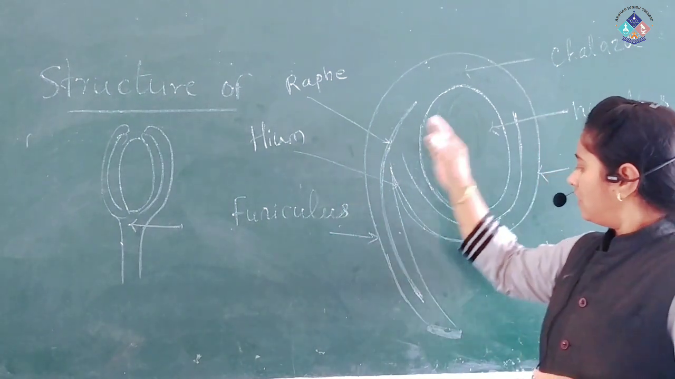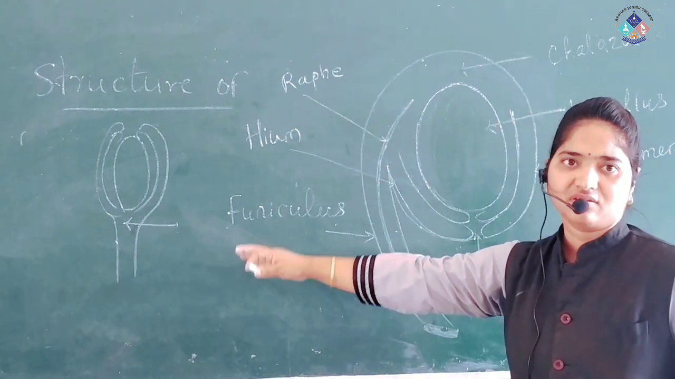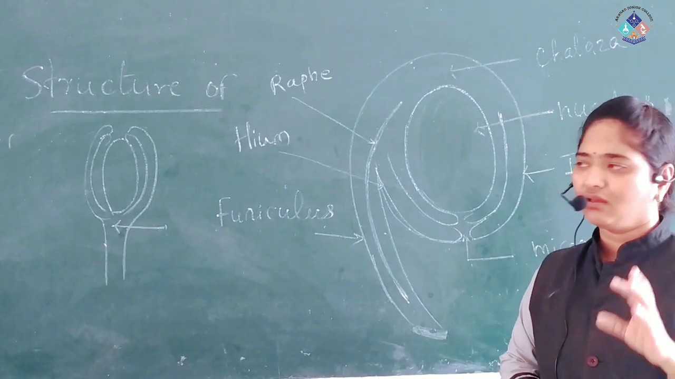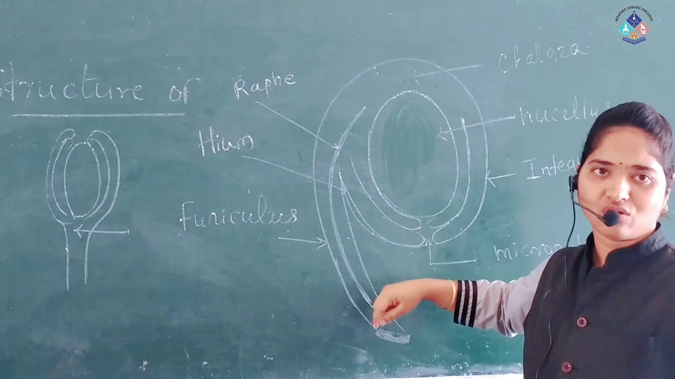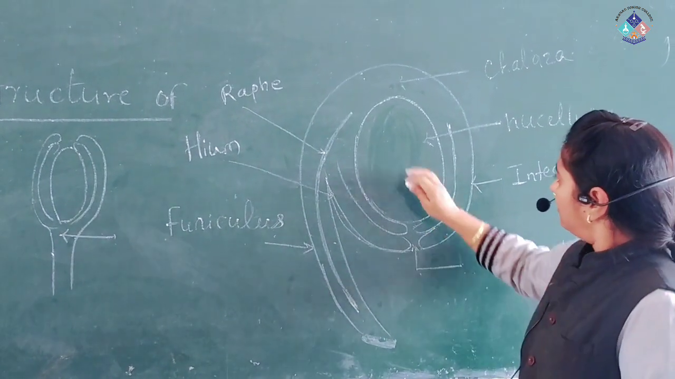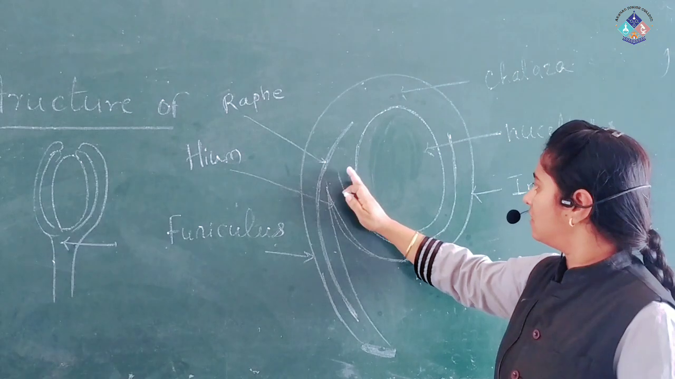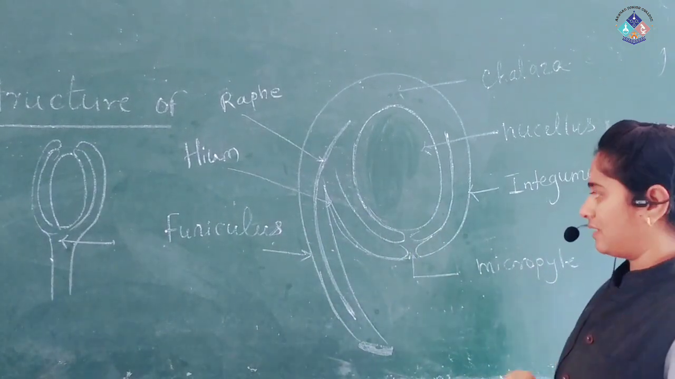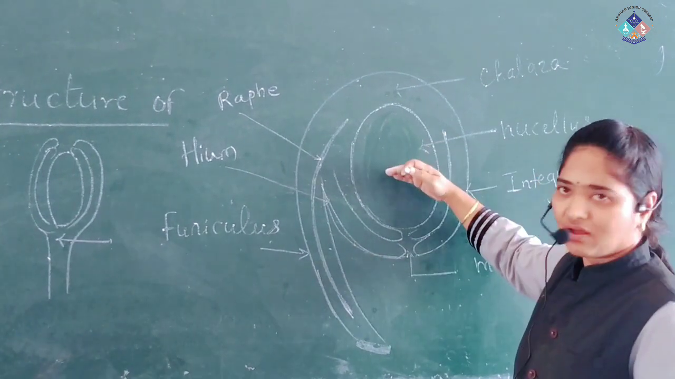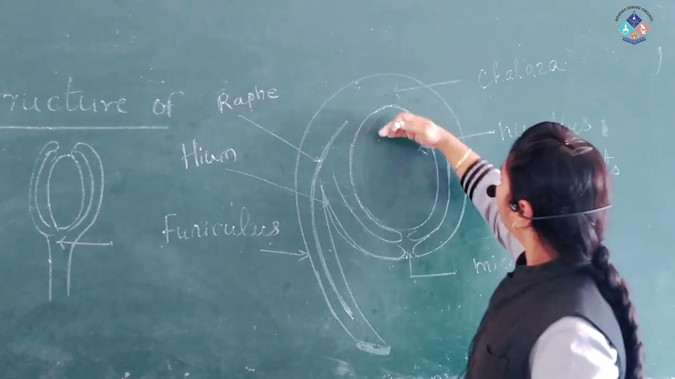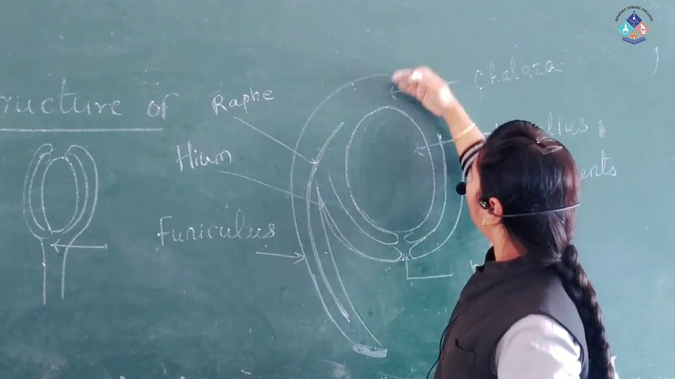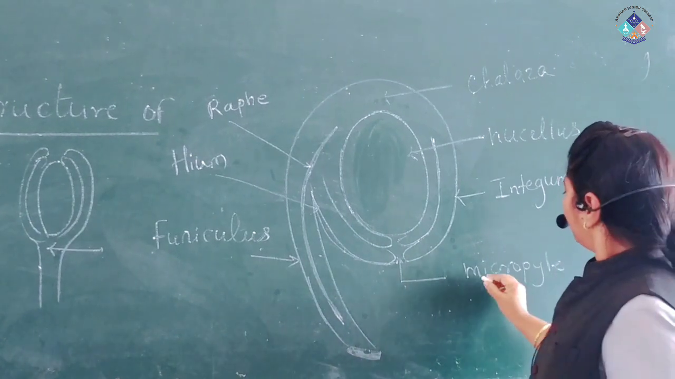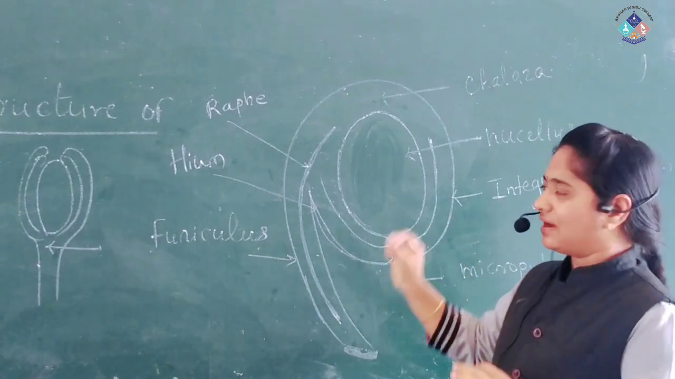Again we'll see. This type is straight type. It is also called orthotropous. Actually there are 6 types of ovules. From that this is anatropous. And why it is called anatropous we'll see. The body contains nucellus which is covered by integuments except one opening, and that opening is called micropyle. So this region of ovule is called micropylar region, and this region of ovule is called chalazal region or chalazal end. So why it is called anatropous?